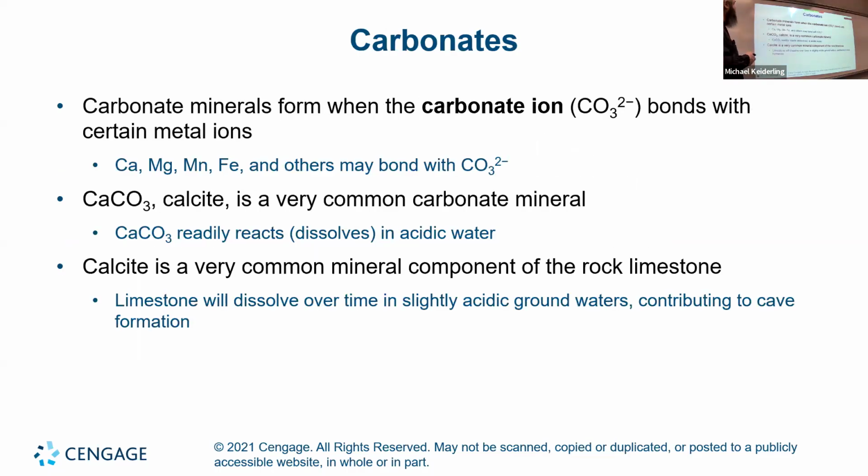So carbonate minerals form when the carbonate ion, which is CO3 minus 2, bonds with various metal ions. So you can have calcium carbonate, magnesium carbonate, molybdenum carbonate, iron carbonate. Various metals can bond with the carbonate ion. The one you probably run into most often is calcium carbonate or calcite. That's what makes up limestone and also marble. So CaCO3, calcite, is a very common carbonate mineral.